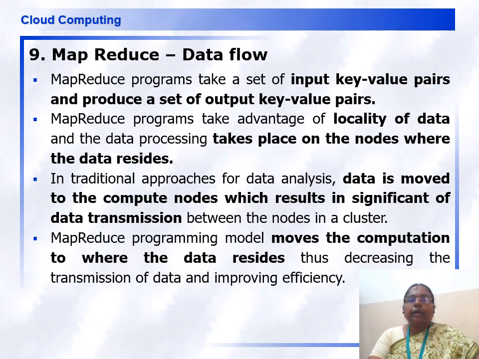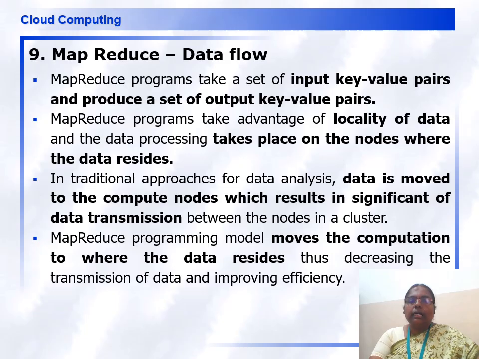So the MapReduce program takes a set of input key value pairs and produces a set of output key value pairs. The best example is the word count program. MapReduce programs take advantage of locality of data and the processing that takes place on nodes where the data resides. Moving the data to the computing nodes results in significant data transmission between the nodes in a cluster. The MapReduce programming model moves the computation to where the data resides.